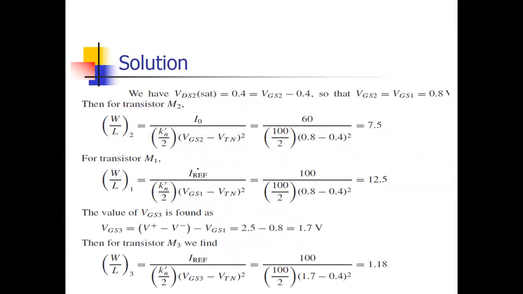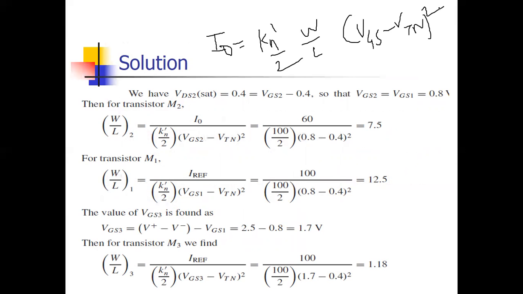See, W by L parameter for the second transistor. For the second transistor, the formula will be I naught upon Kn dash by 2 times VGS2 minus VTN whole square. Means simply rearrange the formula: I naught equals Kn dash by 2 times W by L times VGS minus VTN whole square. Now we're talking about the second transistor, so this will be 2, and we want to calculate W by L2. So all these terms will be divided: W by L2 equals I naught upon Kn dash by 2 times VGS2 minus VTN whole square. Every parameter is given: I naught current is given, Kn dash is given, VGS2 minus VTN is given.